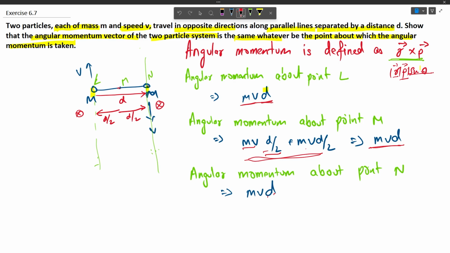Now the angular momentum about the point N, that is the other particle, similarly to the case with the particle at point L, has the same magnitude, mvd. So we come to the conclusion that irrespective of the location from which the angular momentum is calculated, it is going to be constant. Thank you.